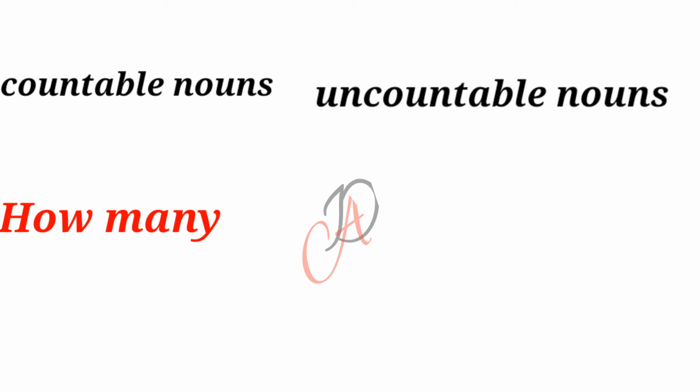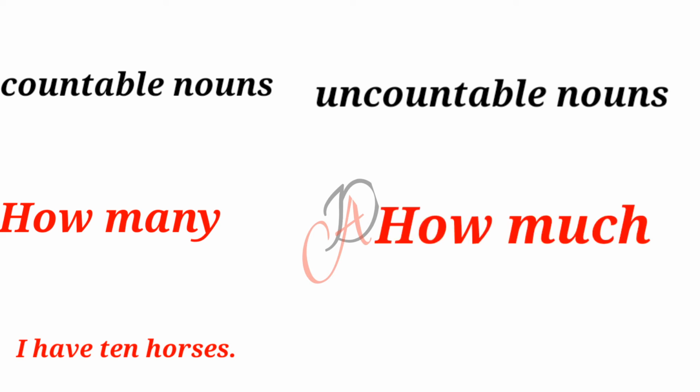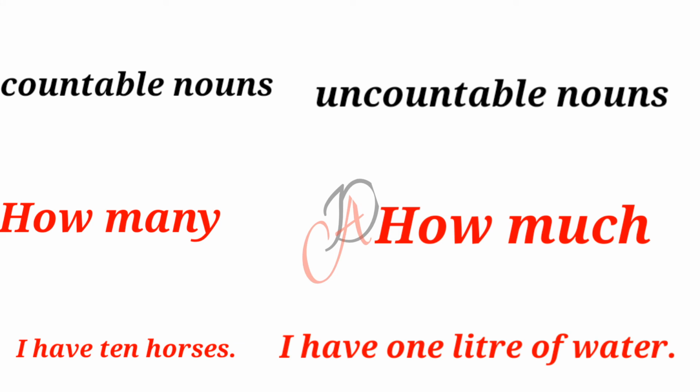And in countable nouns, if you want to ask about the quantity of a countable noun, we use how many. For example, I have 10 horses. I have 2 ideas. I have 10 shops. All these examples give an answer for how many. Whereas in uncountable nouns, we use the quantifier how much. For example, I have 1 liter of water, I have 5 liters of oil, I have 10 kgs of sugar. All these examples give the answer for how much.